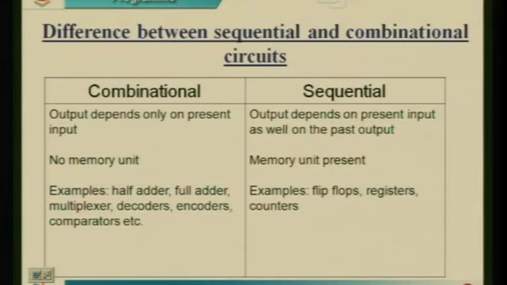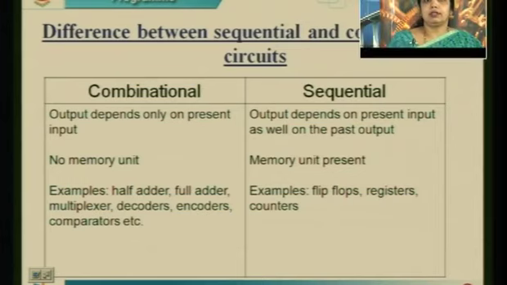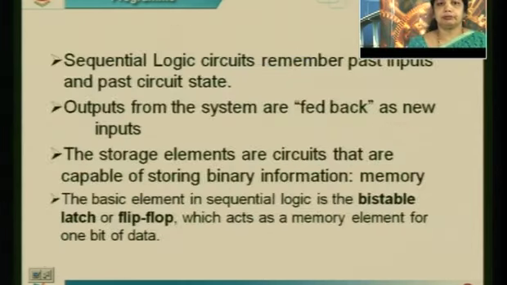Examples of combinational circuits are half adder, full adder, multiplexer, decoders, comparators, etc., which we discussed in the previous sessions. In the future we are going to discuss sequential circuits. Examples are flip-flops, registers, counters, etc. So these are the differences between combinational and sequential circuits.